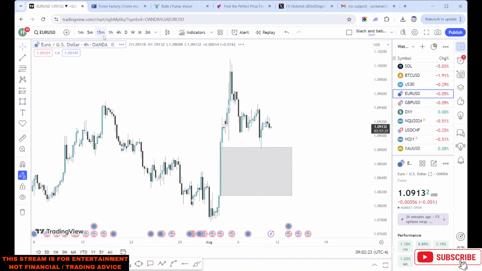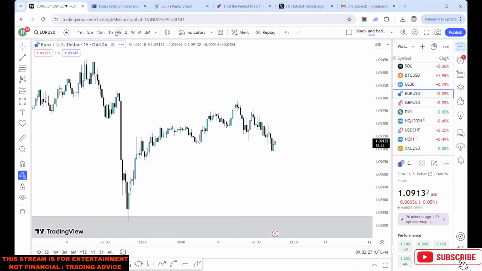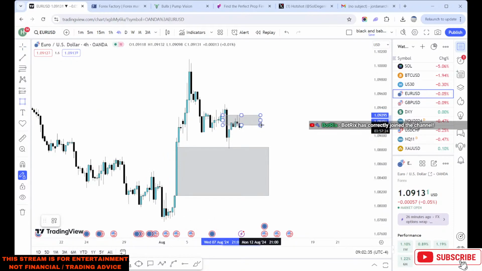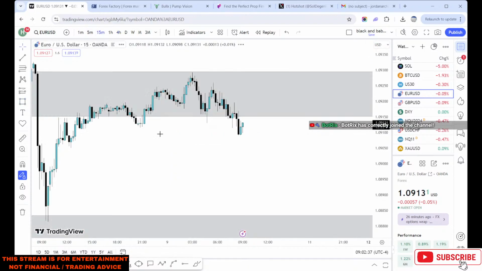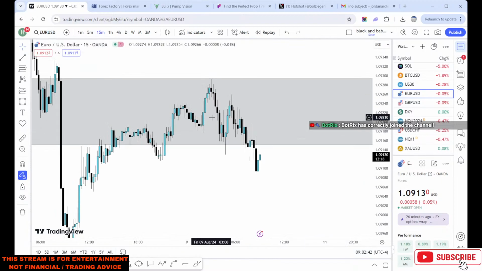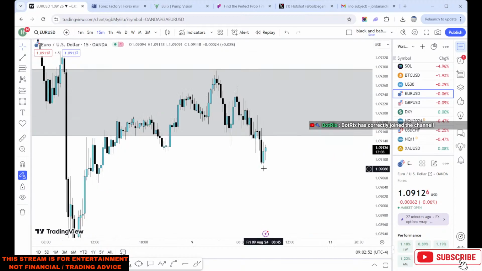Let's see, has it given a 15-minute market structure shift yet? It looks like it, but look at what I'm seeing too. There's also this bearish fair value gap here, right? And off of that bearish fair value gap, we have 15-minute market structure shifted right here off of this candle. This might be a bearish opportunity here.